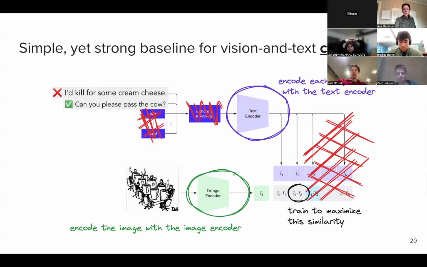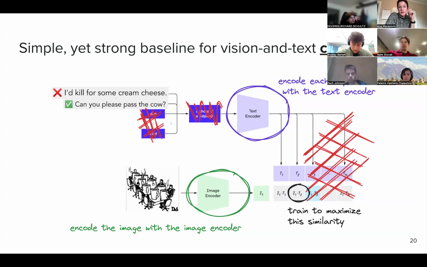Elham? May I ask why it is called classification? I guess the captions for different images are not going to be the same. It's classification because only one of the captions is a true caption here. The other one is not a true caption. So that's the task.